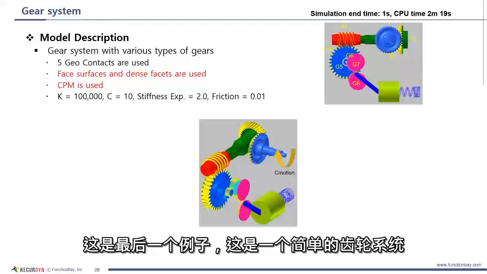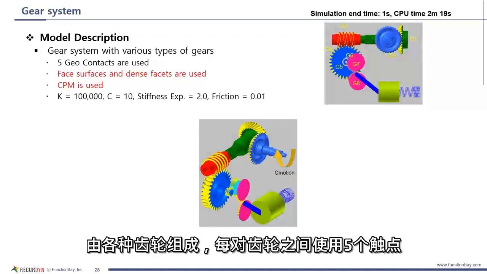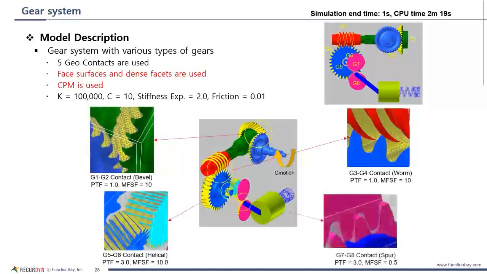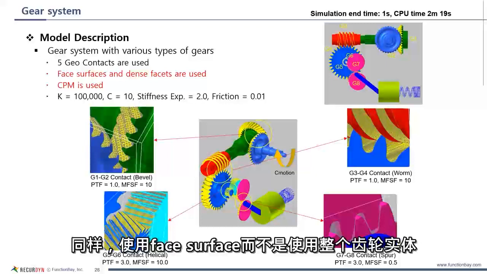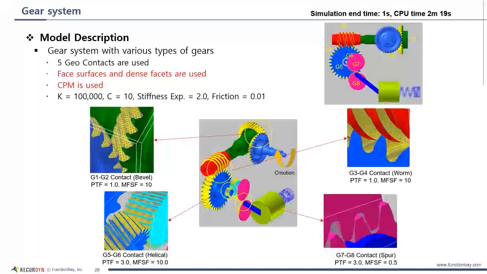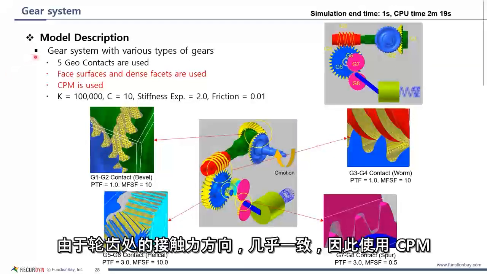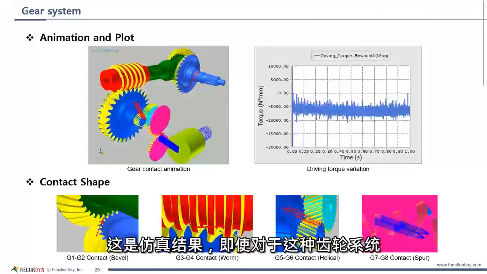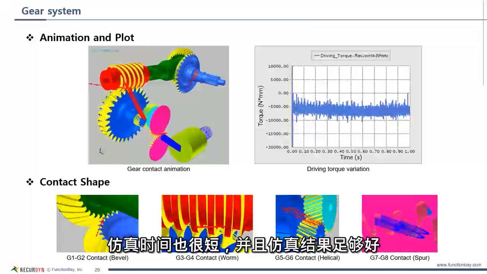This is the last example. This simple gear system consists of various gears. 5 contacts are used between each pair of gears. Again, face surfaces are used instead of using the entire gear solids. Since the contact force directions at the gear teeth are almost uniform, CPM is used. This is the simulation result. Even for this kind of gear system, the simulation time is very short, and the simulation result is good enough.